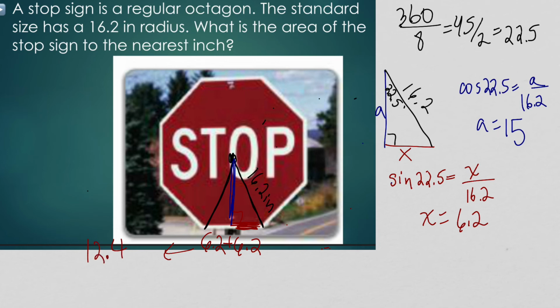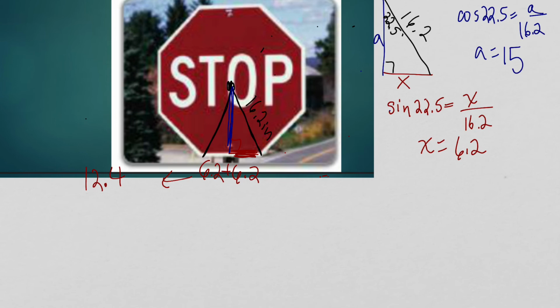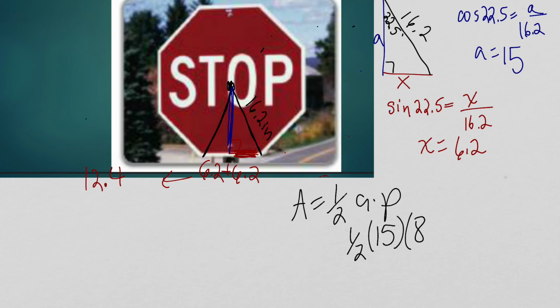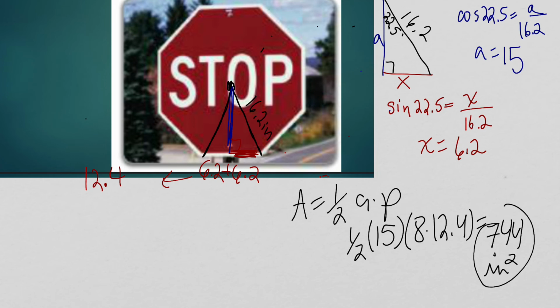So area is 1/2 times the apothem times the perimeter. Well, the apothem we got was 15. The perimeter, we have 8 sides for the stop sign times the side length, 12.4. All right, so the area of the stop sign is 744 inches squared.